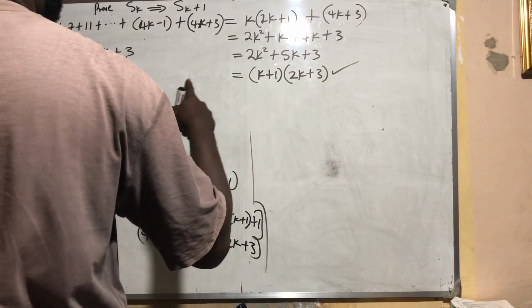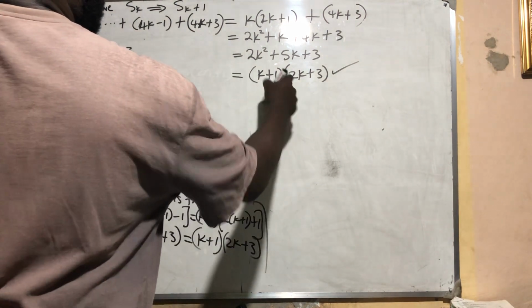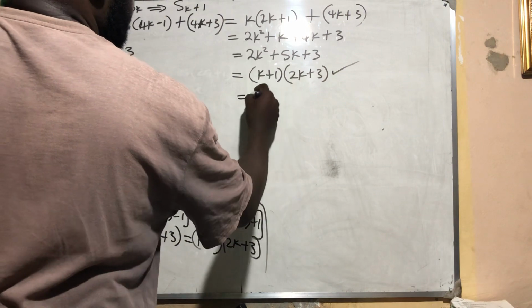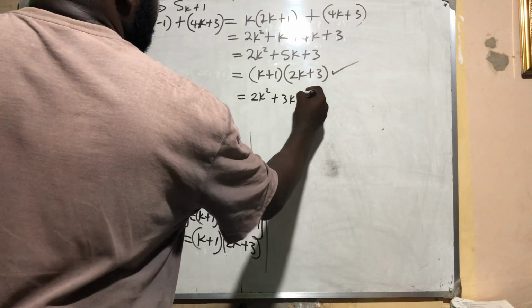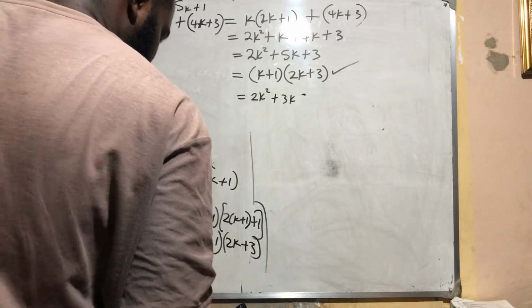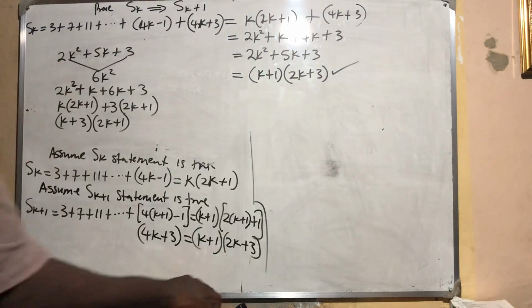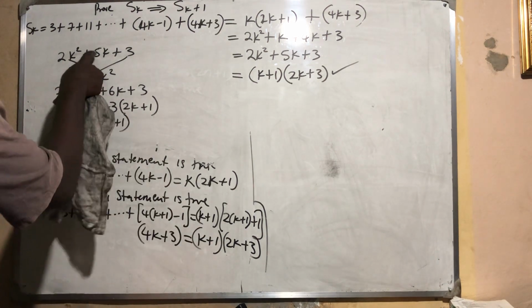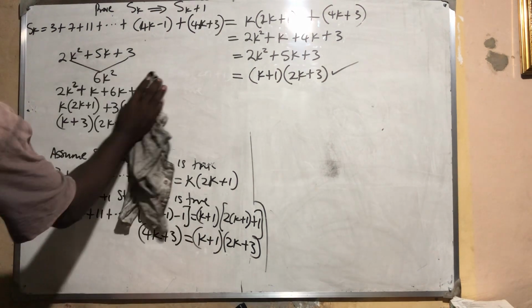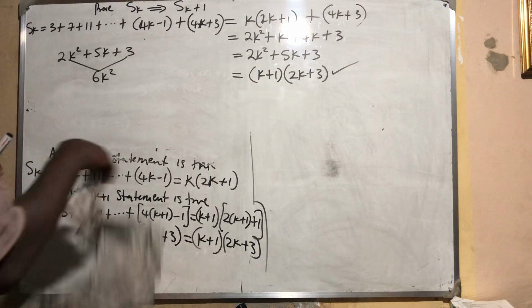There is a problem somewhere. Let me check. This time this is giving me 2k squared, this time plus 3k, this time plus 2k. Let me check my own factorization. Oh, sorry, this is giving me 7. It's not giving me this 5. So I did not get my factorization. Let me redo it again.